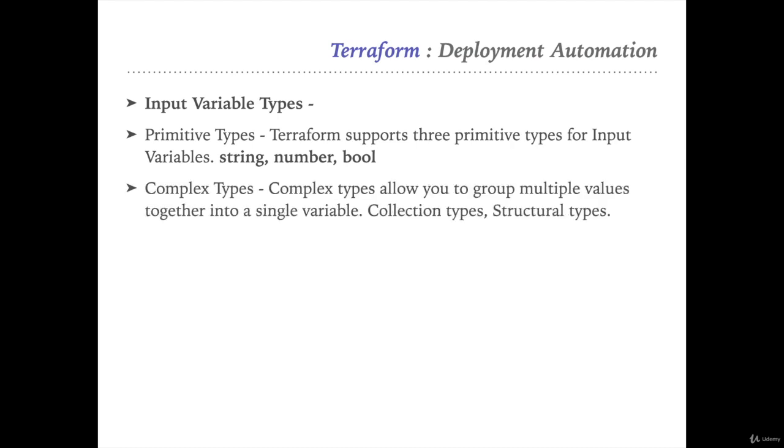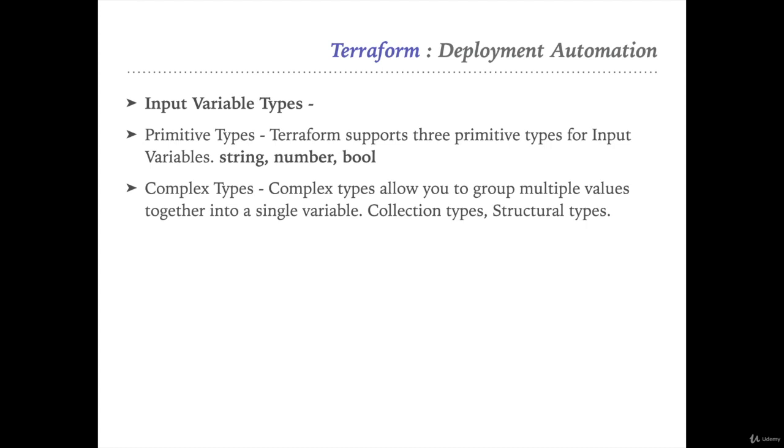The second one is the complex type variables, and complex types allow you to group multiple values together into a single variable. So whenever we want a collection of values in a single variable, we will use the complex type of variables. Like that is something like array, array list, linked list, hash map inside Java, and list, tuple, and set inside Python, right? So if we want to collect multiple values in a single variable, we need to go to the complex type.